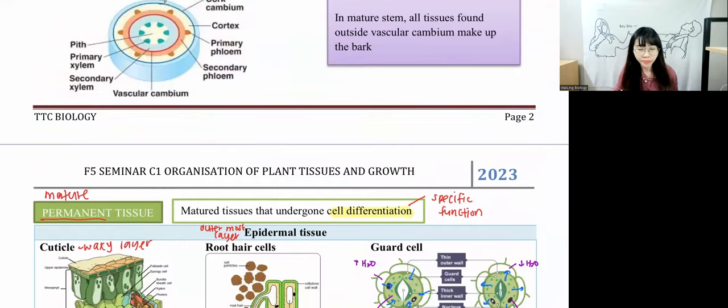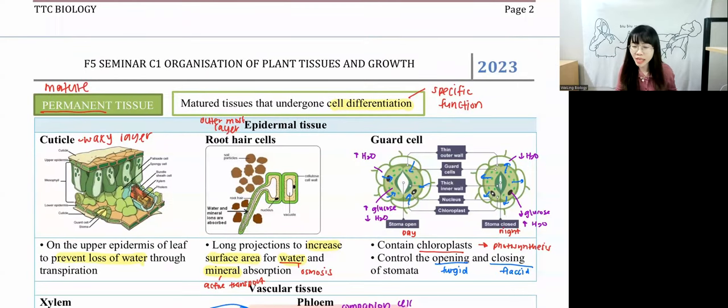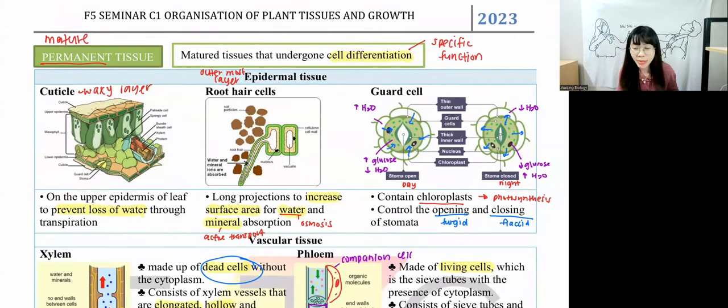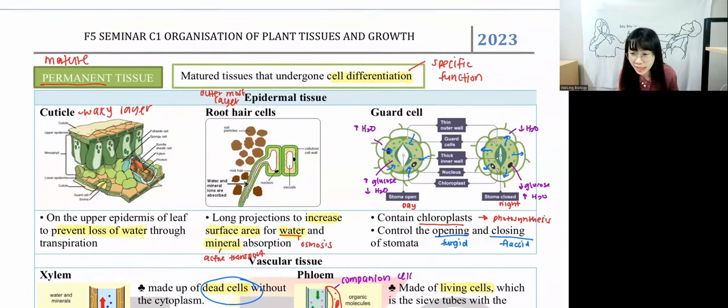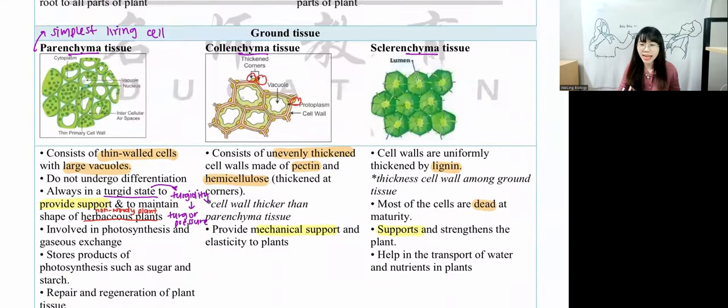Okay, anyone has question at this page? Anybody has question on page 3? You want to ask anything? No? Okay, now let's look at the next one.